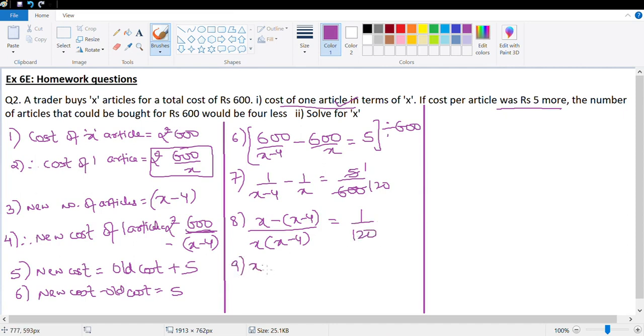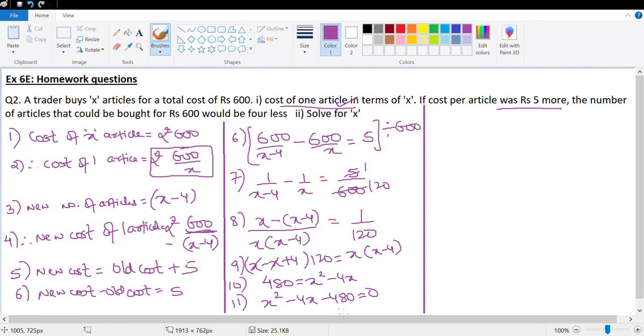So 4 multiplied with 120 would be equal to X times X minus 4. X minus X gets cancelled. So 4 multiplied with 120, that's 480, is equal to X square minus 4X. Let's bring everything on one side. So we have X square minus 4X minus 480 is equal to 0.